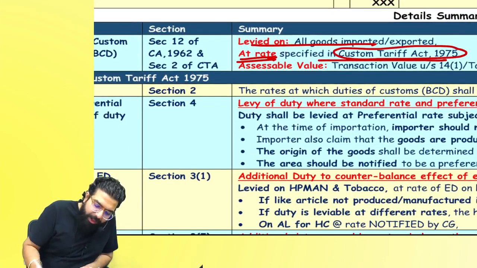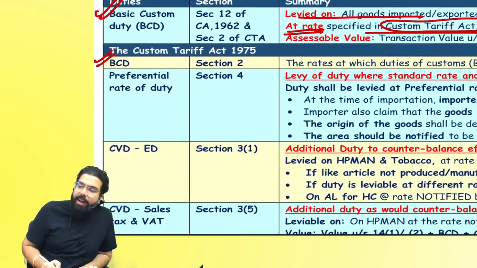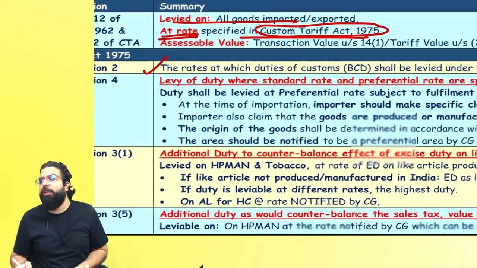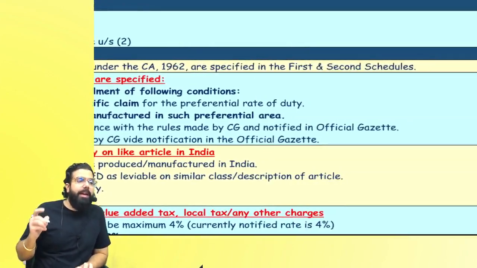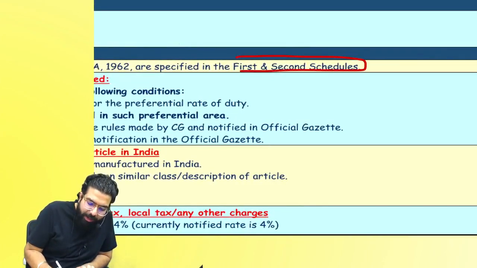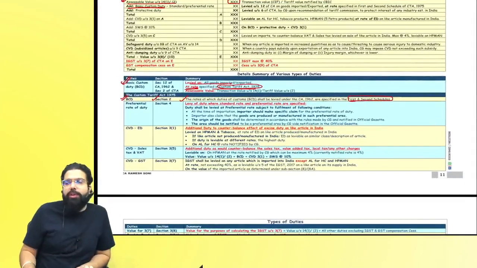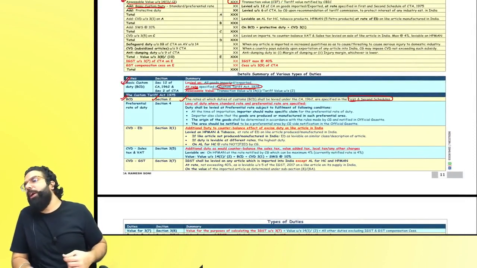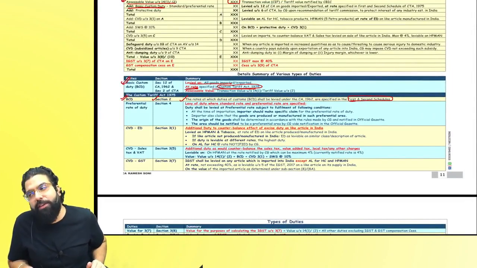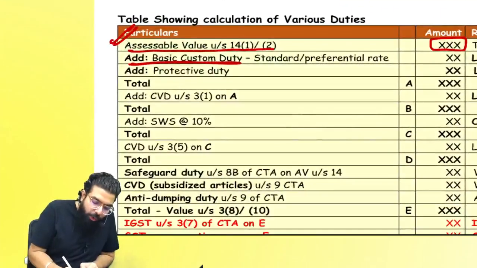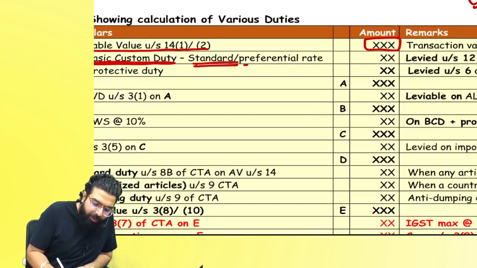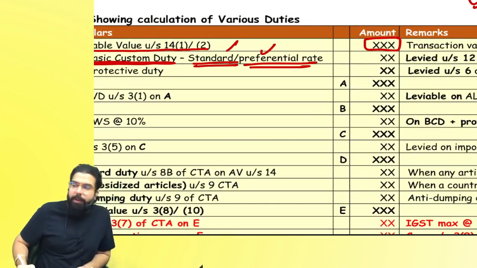So when you read the Custom Tariff Act section number 2 says the rate at which duty shall be levied on goods imported or exported is basically told in the first schedule and second schedule. So first schedule gives you import duty rate. Sir, in case of export duty the rate is basically given by second schedule. Now, when you charge basic custom duty as per the Custom Tariff Act, first schedule, they are telling there will be two types of rates which are there, standard rate or preferential rate.